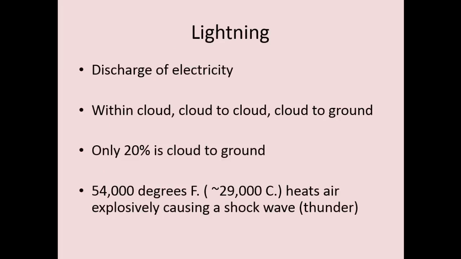Speaking of lightning, what is it? Well, it's obviously a discharge of electricity. You can have within-the-cloud lightning, just staying inside the cloud. You can have one cloud to another cloud lightning, and you can have cloud to ground, and that's the kind that we're most concerned with here. Only about 20% of the lightning in a cumulonimbus cloud is cloud to ground.